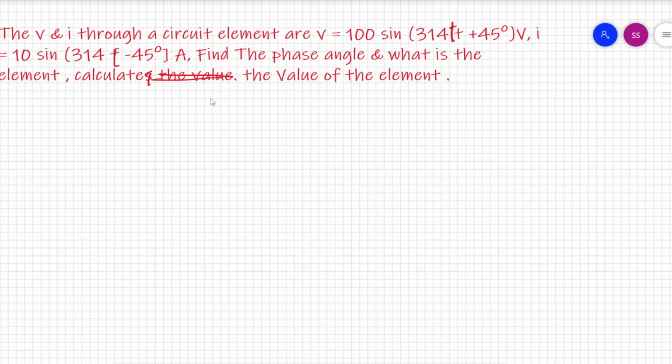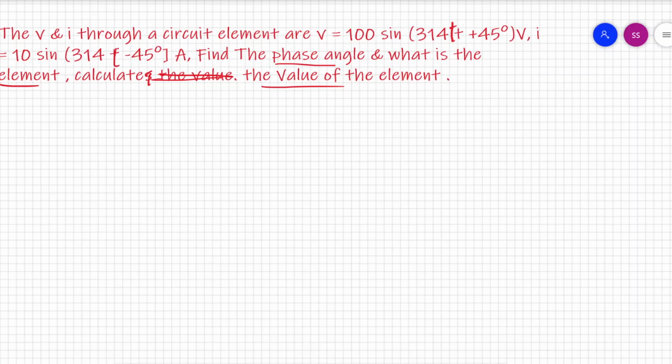Okay, so what we are going to find is the phase angle, then what the element is, and then the value of that element. We can find the type of element based on the phase relation between voltage and current. Then we can find the value of the element with respect to the obtained element. Okay, now let us proceed.